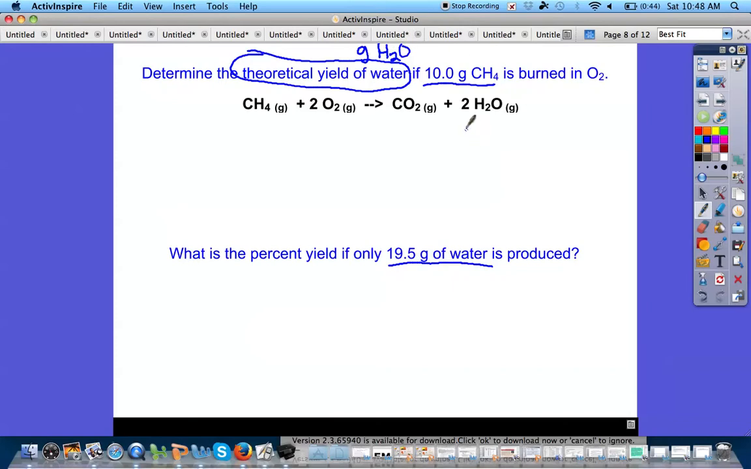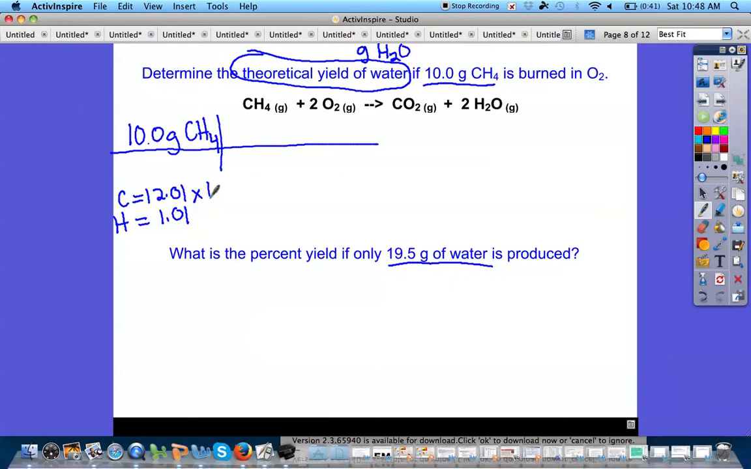Go ahead and pause the video and try to set this one up on your own. Welcome back. So we're going to have 10 grams of CH4. And then we need the molar mass of CH4. So carbon is 12.01. And hydrogen is 1.01. We have 1 atom of carbon and 4 atoms of hydrogen.